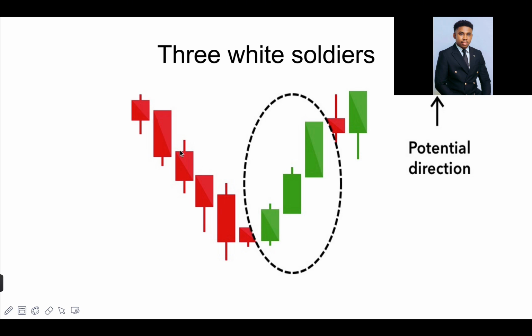So we can see that we were going down in a downtrend, and suddenly we start to see three consecutive bullish candlesticks to the upside. This signifies a potential for reversal to an uptrend. So whenever you see a downtrend followed by three increasing-bodied bullish candlesticks, it indicates a three white soldiers pattern, and it's a potential for a reversal in the market.